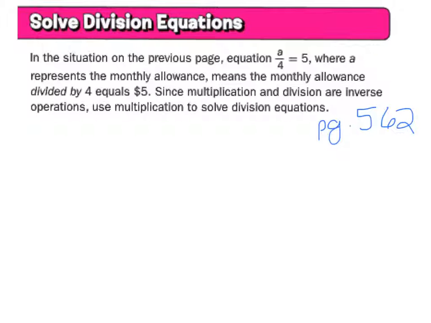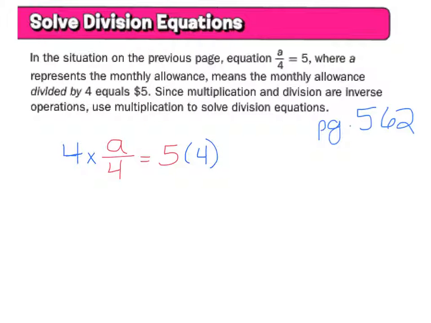So if we see an equation here like a over 4 is equal to 5, what we're talking about, remember, is that this is saying a gets divided by 4. So in order for us to break this 4 off of that a, it's attached with division, so we're going to use its inverse. Remember, multiplication and division are inverse operations. We're going to use multiplication to solve this. So if we take a divided by 4 is equal to 5, to break it off, we're going to multiply by 4 on both sides.